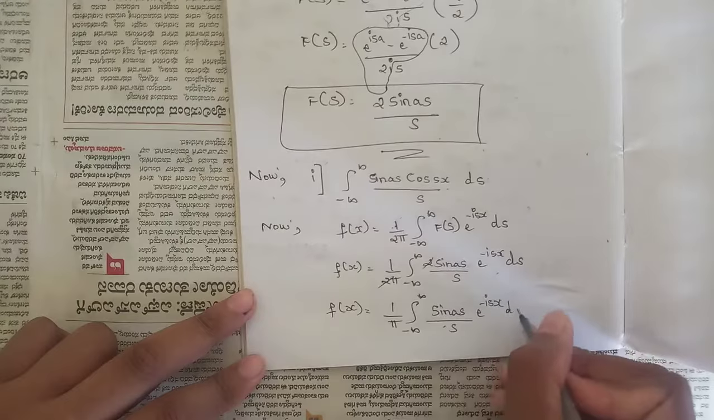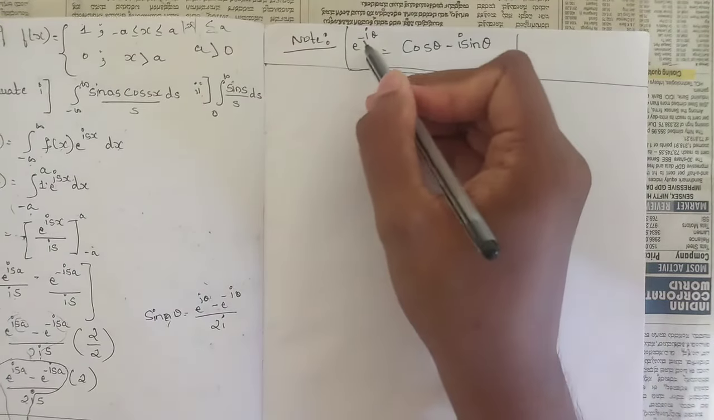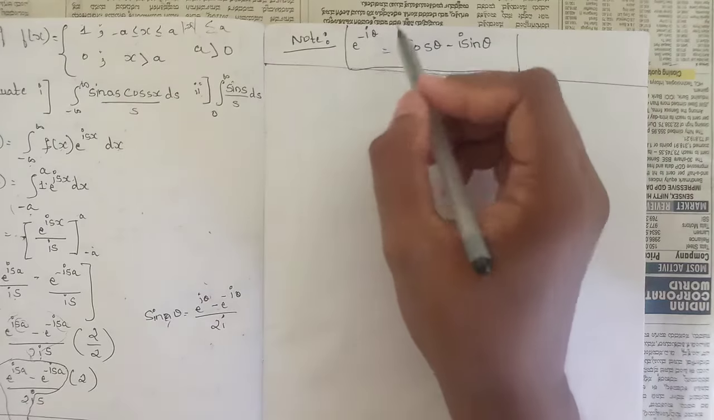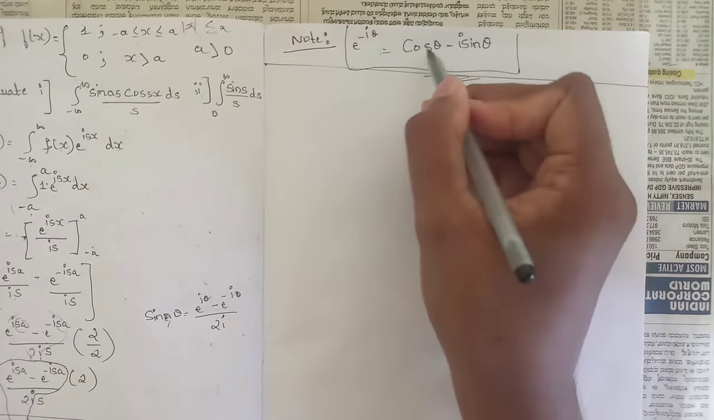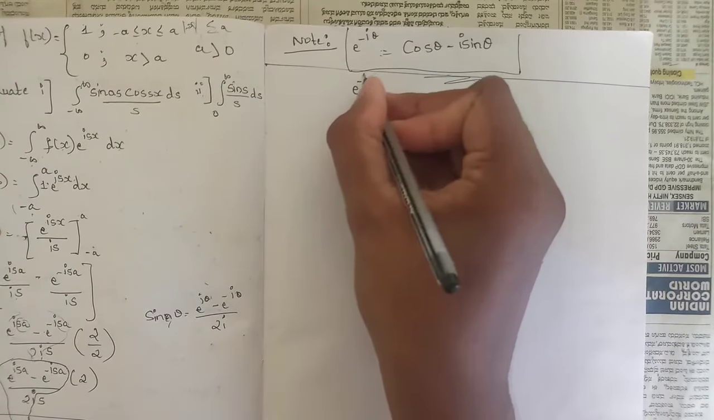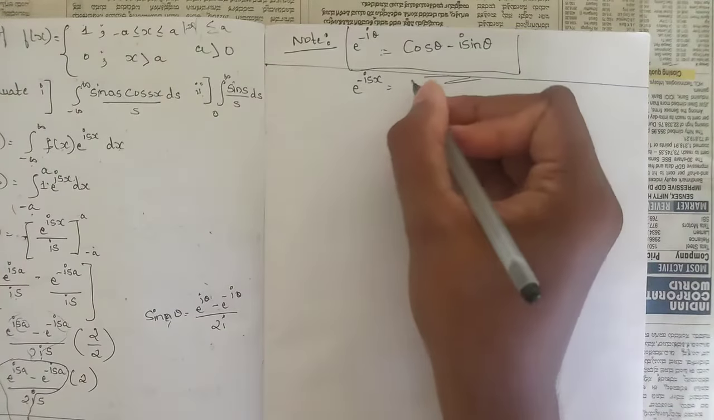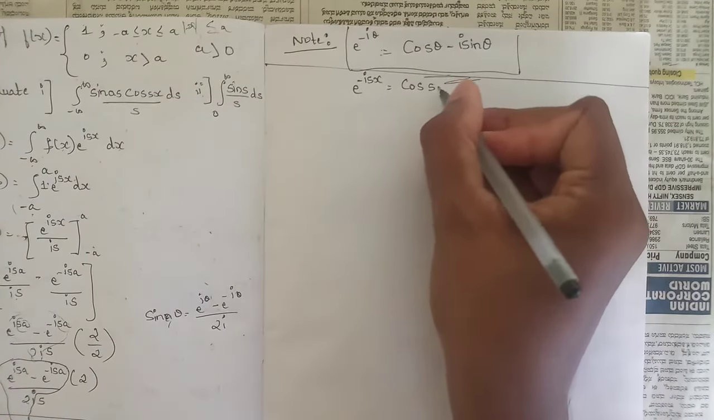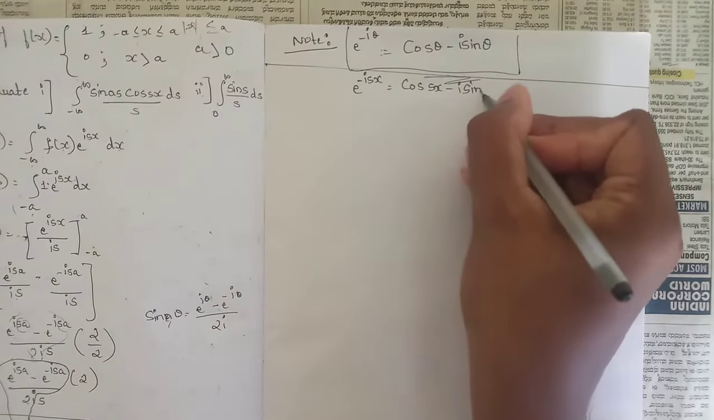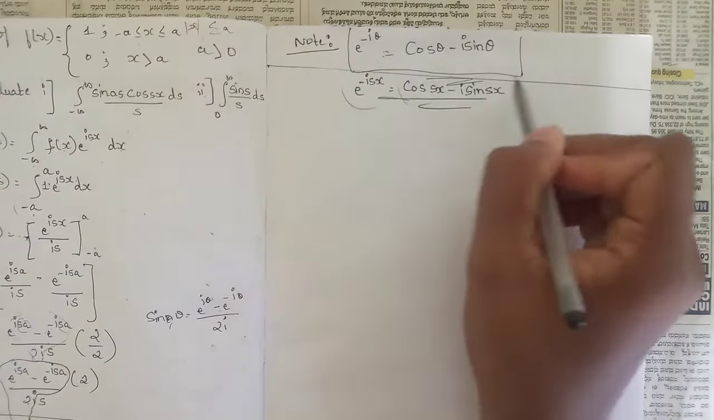Before moving further, please make a note of this general term here, since we need it to solve the problem. That is, e power minus i theta has the general form cos theta minus i sin theta. In this integral we have the form e power minus isx, where theta is equal to s into x. So this becomes cos sx minus i sin sx. In the integral we have this term, and we are going to replace it by this expression.